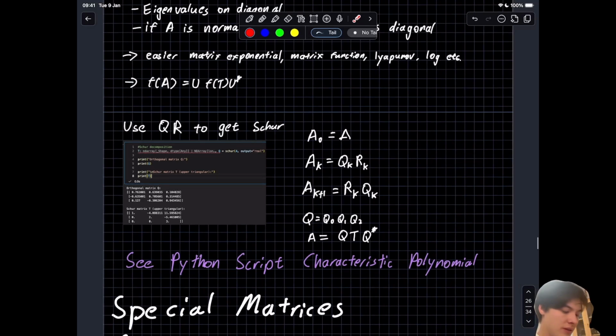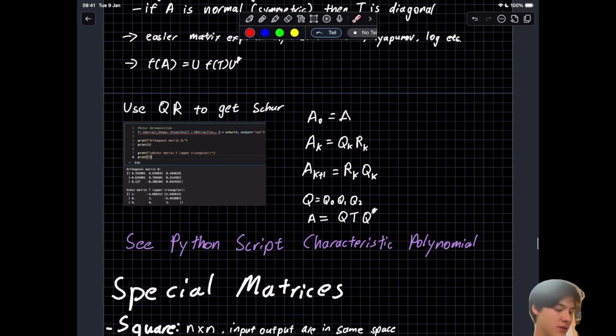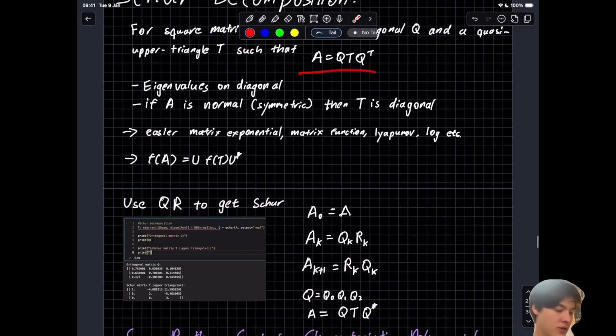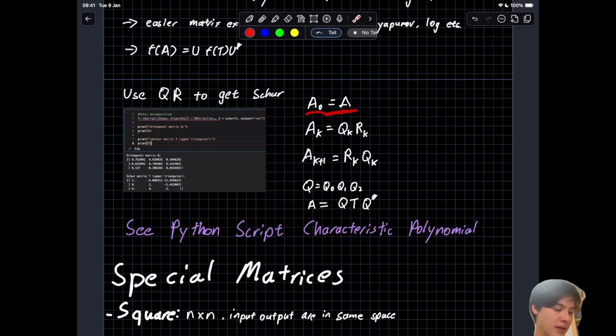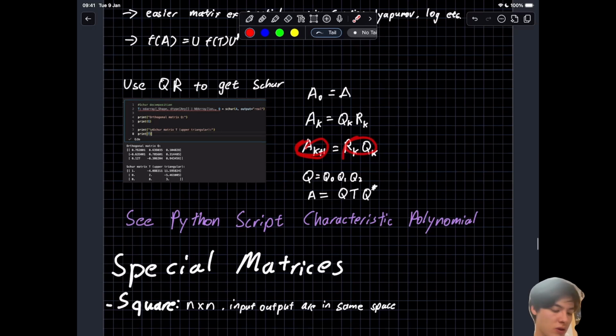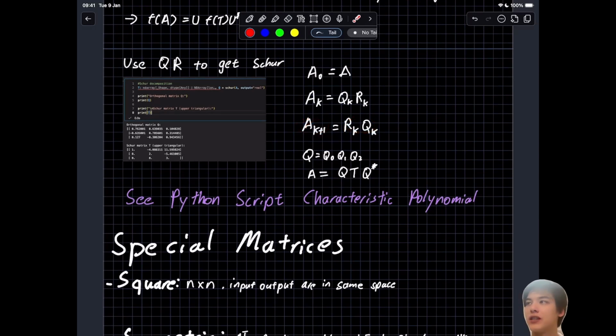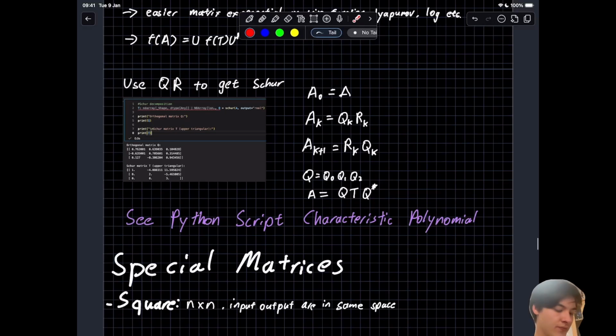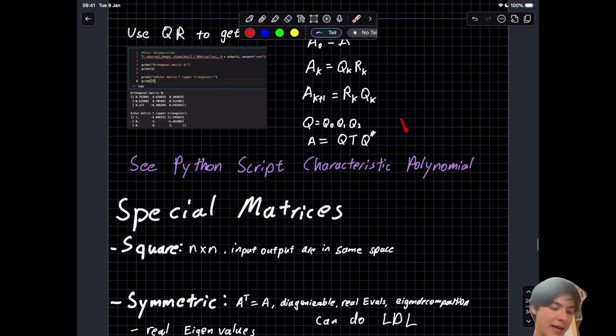And how do we do Schur? We basically use QR multiple times to get to this equation. At first A is A0, and then we do a QR decomposition, and then we multiply R and Q. That would be our next A, and then we do the QR decomposition of this new RQ, and after a few iterations, it should converge to Schur, or at least the eigenvalues will be on the diagonal.